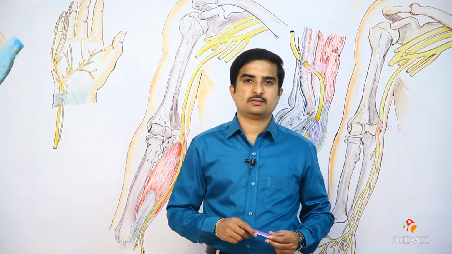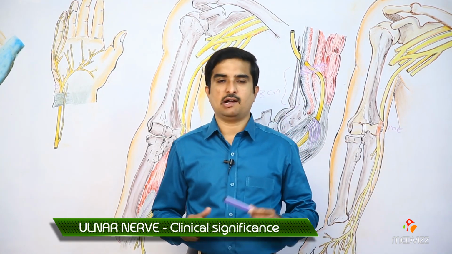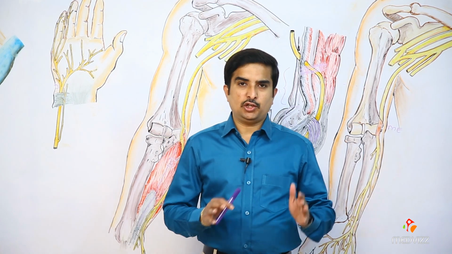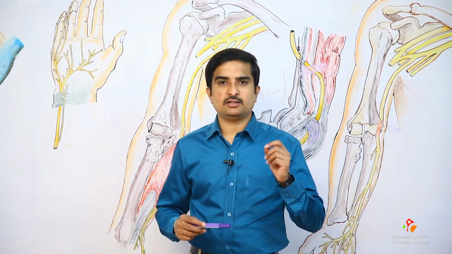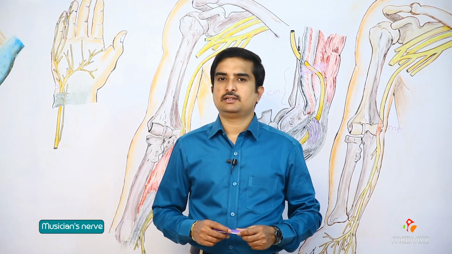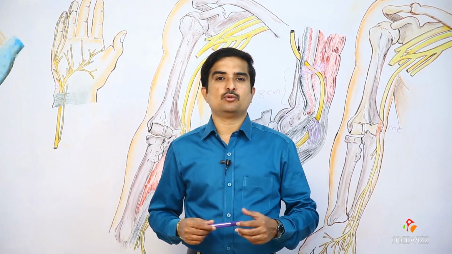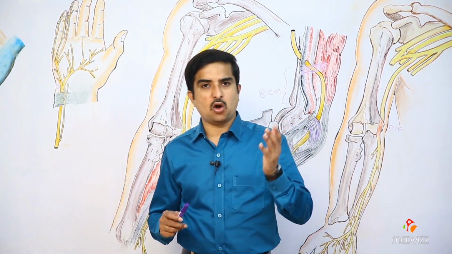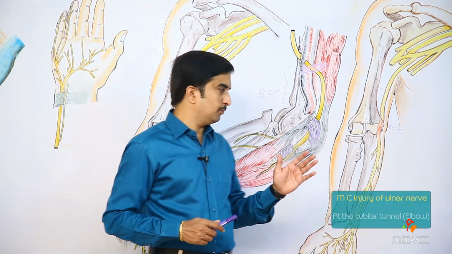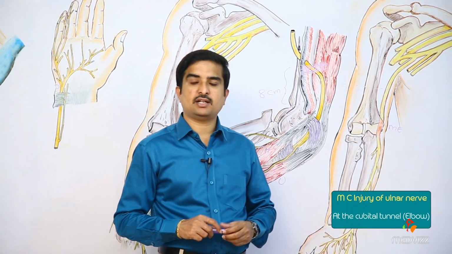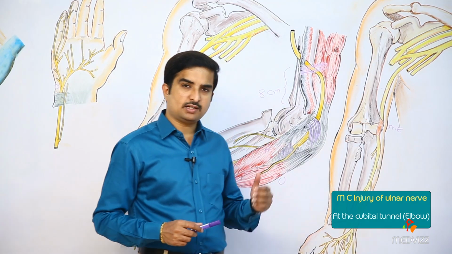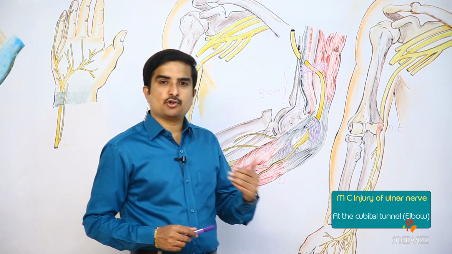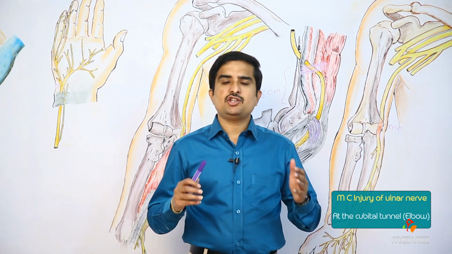Now let us talk about the clinical significance of the ulnar nerve. As I already told you in the beginning of the lecture, the ulnar nerve is also called the musician's nerve, as it is involved in fine movements of the fingers. Injury is common at two sites along its course. One is at the elbow, behind the medial epicondyle, in the cubital tunnel, because the cubital tunnel is posterior to the medial epicondyle, and injury at the elbow is usually associated with fractures of the medial epicondyle.